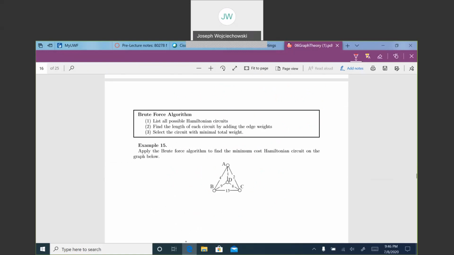Okay, so now we have what's called a brute force algorithm. The first step in this is to list all possible Hamiltonian circuits, find the length of each circuit by adding the edge weights, and select the circuit with the minimal total weight. So what I'm going to do is pause this while I go through all the circuits, and then I'll bring it back up.